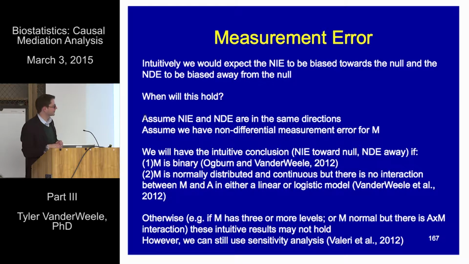But if the mediator has 3 levels, for example, or if there is an exposure-mediator interaction, the intuition can break down. In most scenarios, it does still hold, but it doesn't always in some of these more obscure settings. But we could still do sensitivity analysis even when the intuition breaks down. But often the intuitive result is perhaps all we really need to know to proceed with reasoning.